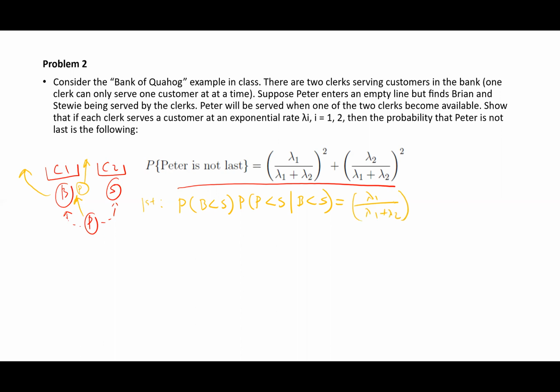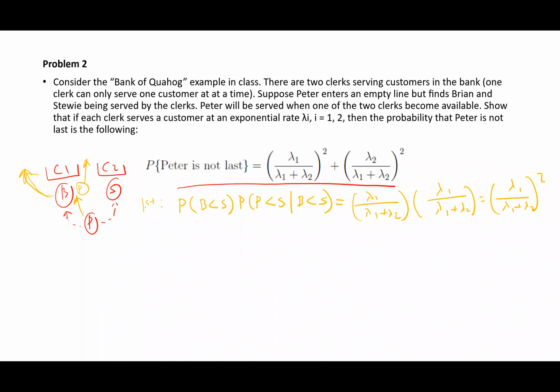Given then that Brian has already left, and Peter is going to go to clerk 1, right at that instant it's like the reset button. At that point, the probability that Peter finishes before Stewie is again lambda 1 over lambda 1 plus lambda 2. So we get lambda 1 over lambda 1 plus lambda 2, the entire quantity squared.